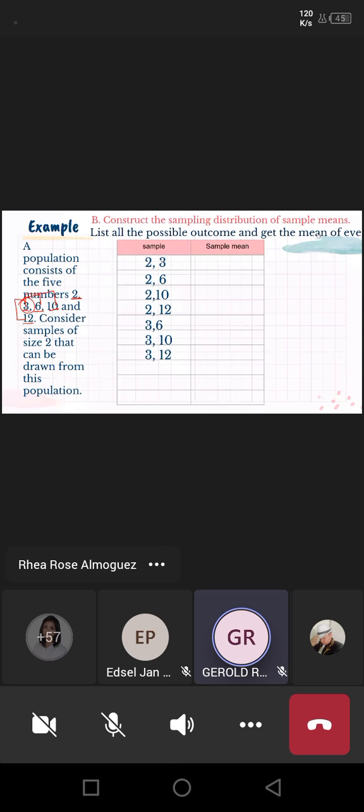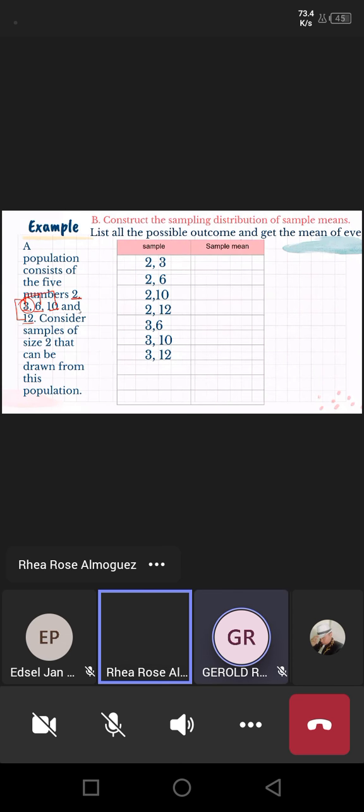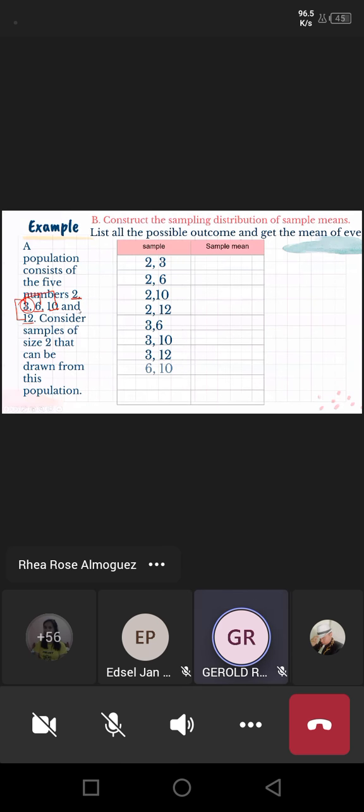So, ano kaya yung kasunod natin ditong sample after we combine 3? Anyone? Raise your hand po. Oh, yes, Nico. 6, 10, 6, 12, and 10, 12. Okay, so we have 6, 10, 6, 12, and 10, 12. Very good. So, paano natin kinukuha itong sample mean?